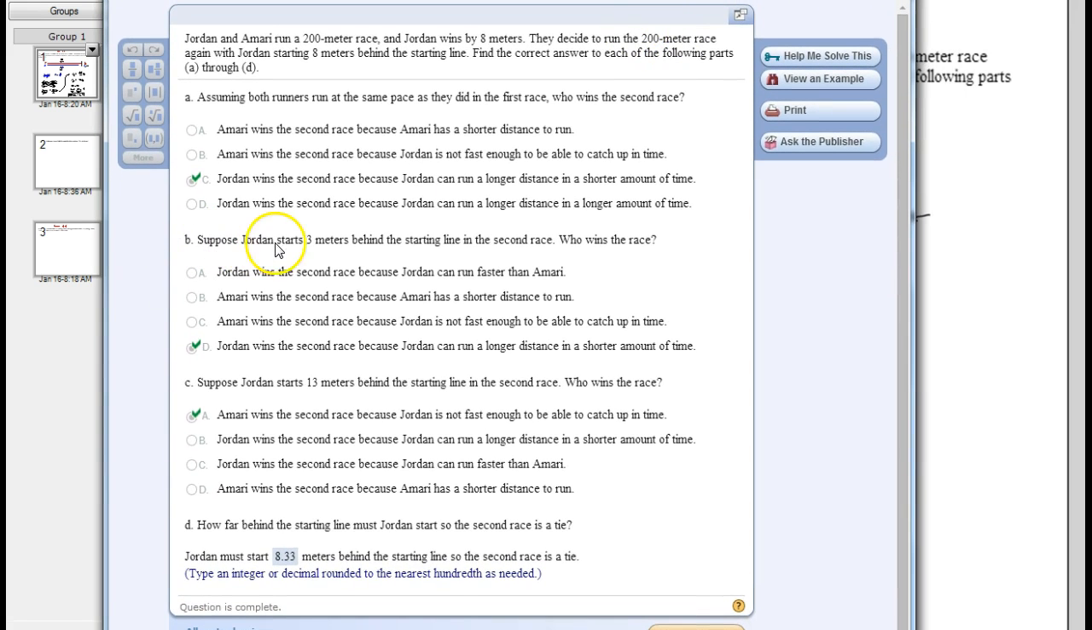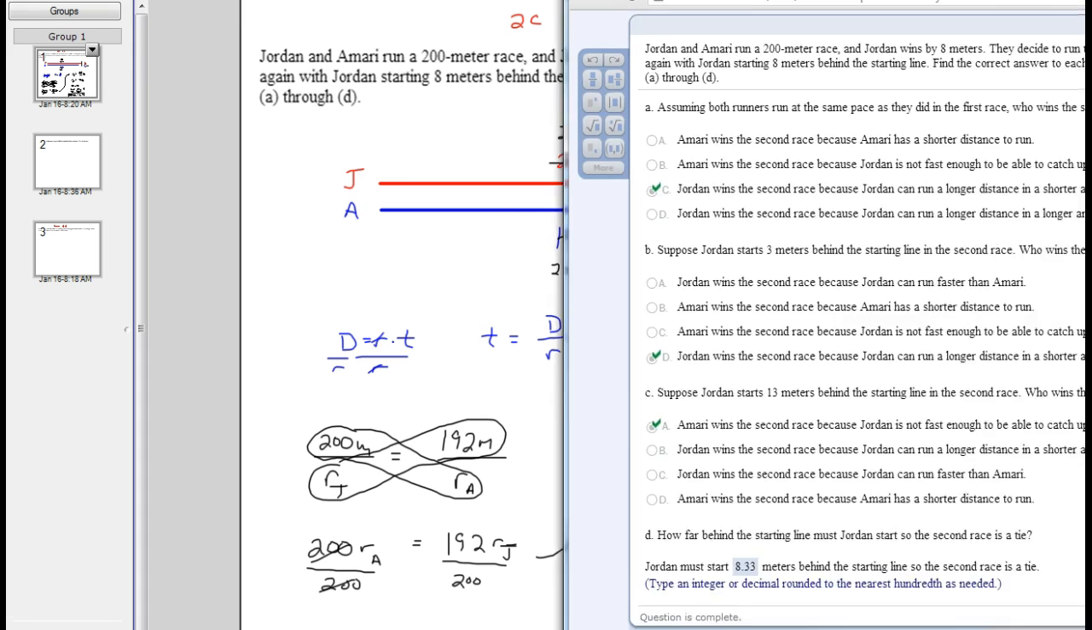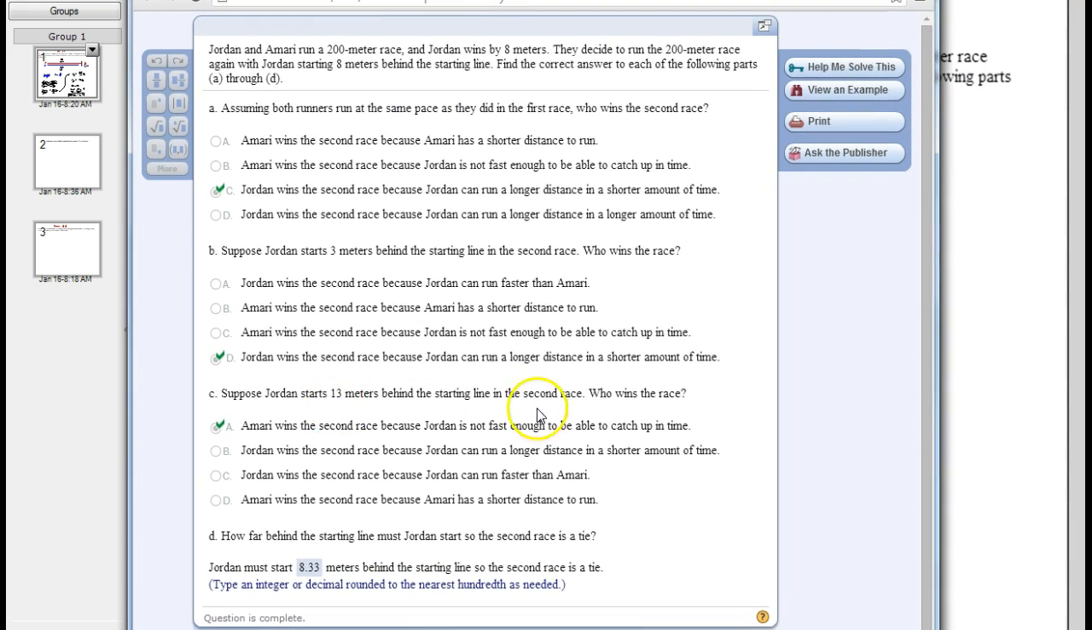All right, then part B says, well, what if he starts 3 meters back? Well, obviously, if he starts 8 meters back and wins, if he starts 3 meters back, he's still going to win. All right, and then suppose he starts 13 meters back. He's not going to win because this number's not 213 point something. It's 208 point something. So as long as he's more than 8.3333 meters behind, then Amari's now going to win. So Amari will win the race if Jordan has to be 13 meters back.